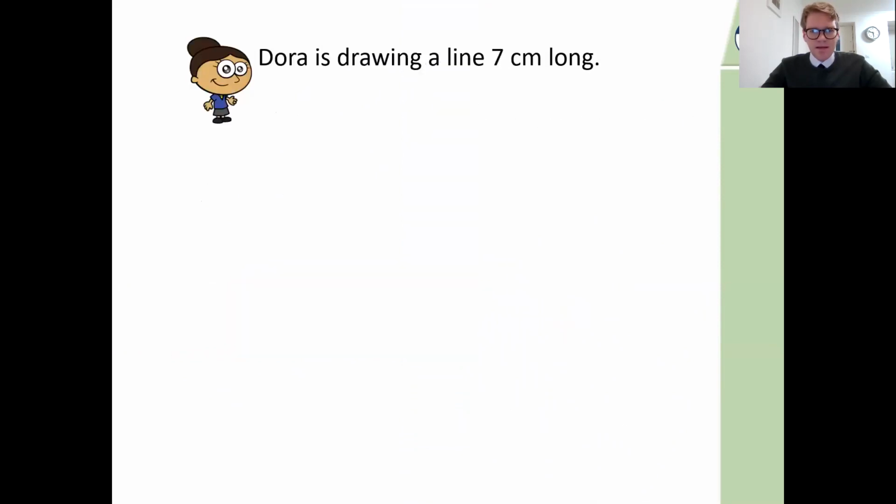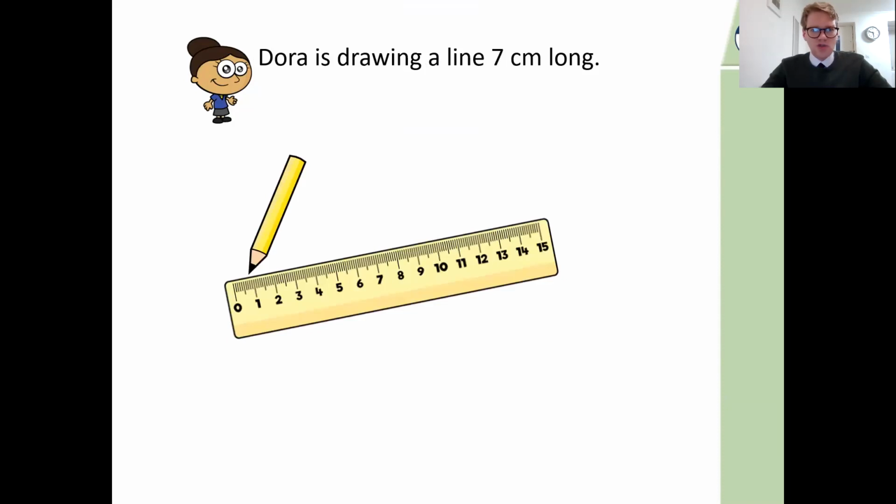Okay. Dora is drawing a line 7 centimeters long. So this is thinking about it the other way now, that we've got the ruler and we need to draw the line. How's she going to do that? And has she done it correctly? What do you think? It's gone from 1 to 7.